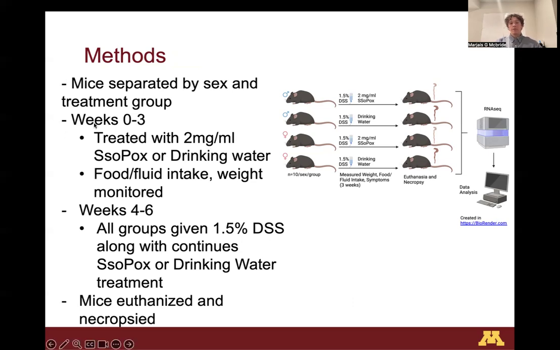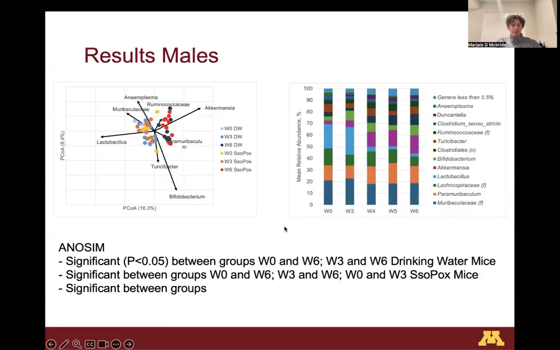For the first 3 weeks of the experiment, the mice were treated with either 2 milligrams per milliliter SsoPox or drinking water. The food and fluid intake, along with their weight, was monitored throughout the entire course of the experiment, weeks 0 through 6. And then for weeks 4 through 6, all groups were given a 1.5% solution of DSS, along with continued treatment of their SsoPox or drinking water. After the 6 weeks were completed, the mice were euthanized and necropsied.